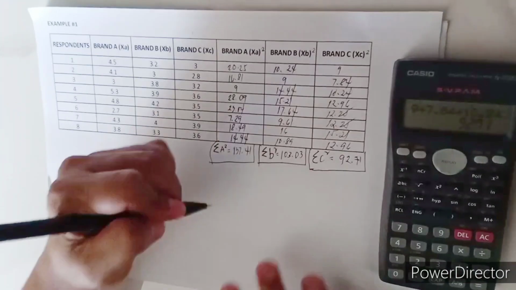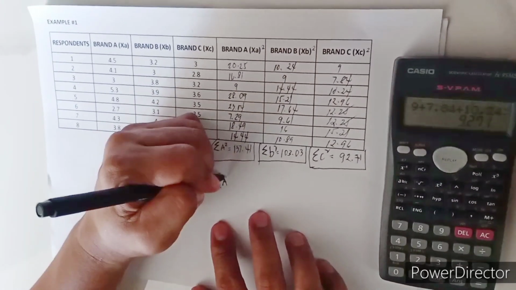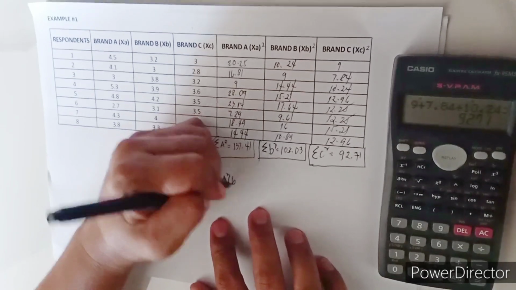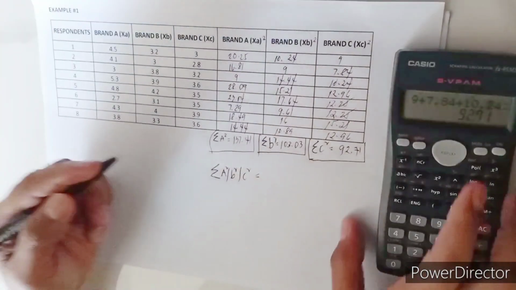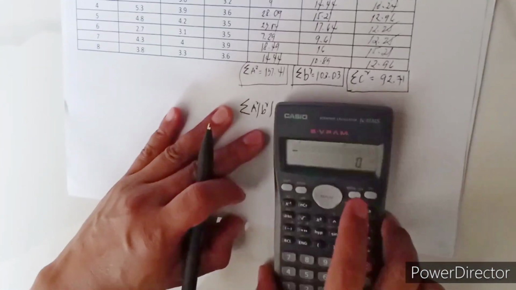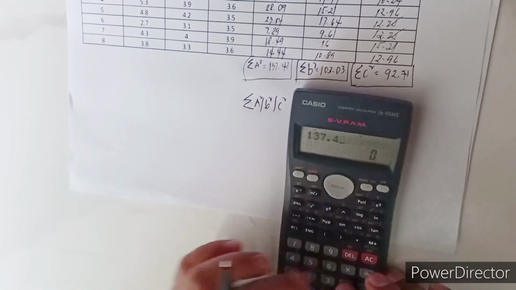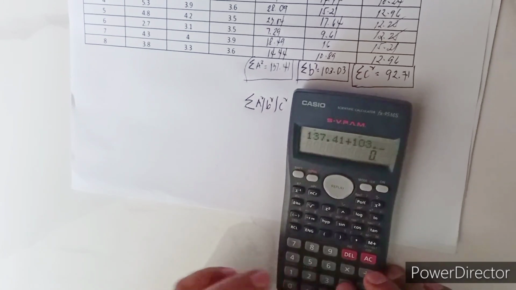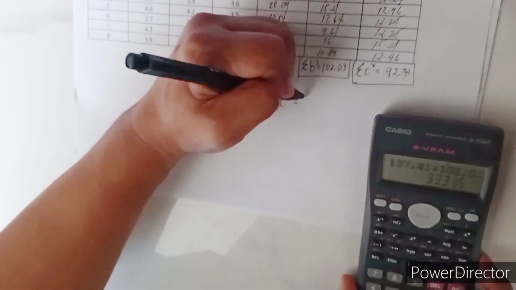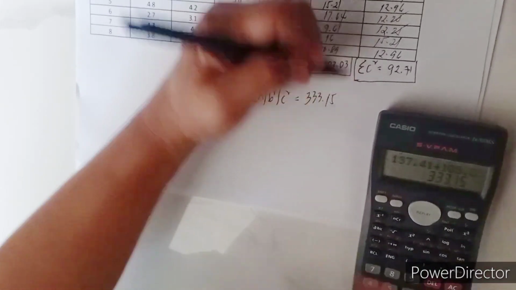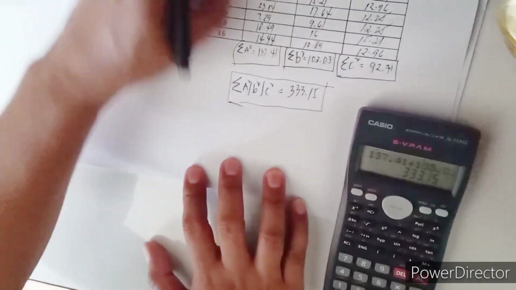Kukunin naman natin ang summation ng yung tatlo na yan: A squared, B squared and C squared. Lahat ito, pagplaplasin natin. So, we have now, basa, 137.41. 103.03. 92.71. That is equal to 333.15. Last sa table na ito, kukunin naman natin yung summation ng lahat ng x.